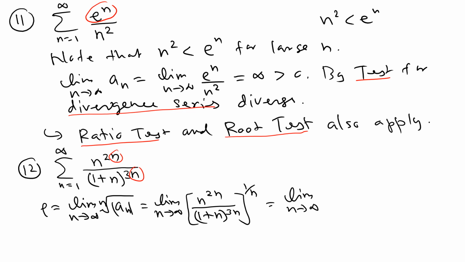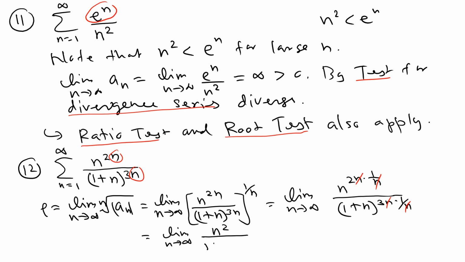If you bring it inside, you can see this is n to the n times 1 over n, and then 1 plus n to the 3n, to the 1 over n. You can see these two get cancelled. So you simply get the limit as n goes to infinity of n squared over 1 plus n cubed.